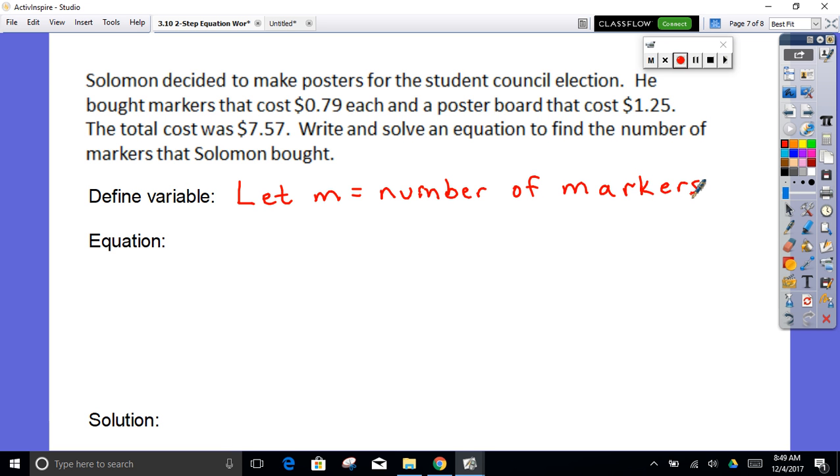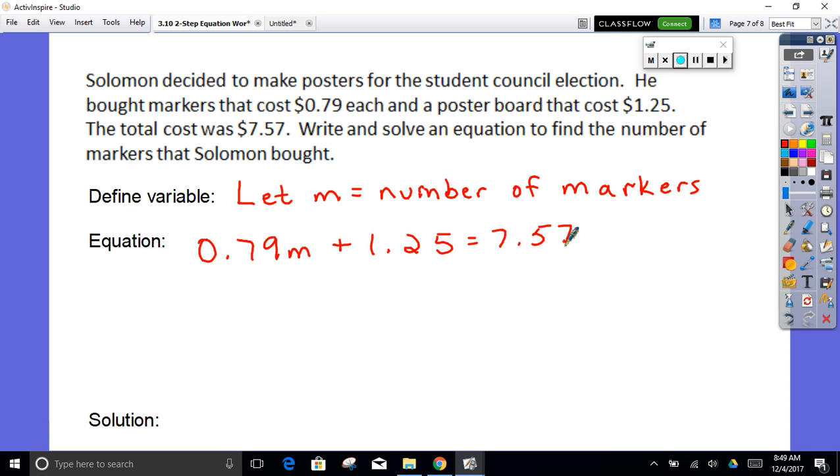Okay, the equation, Katie. I put 0.79x plus 1.25. Good. I changed your x to an m just to stay consistent with what Braden did. So your x is fine, but we want the whole problem up here with the same variable. Okay, good job. Any questions about the equation?